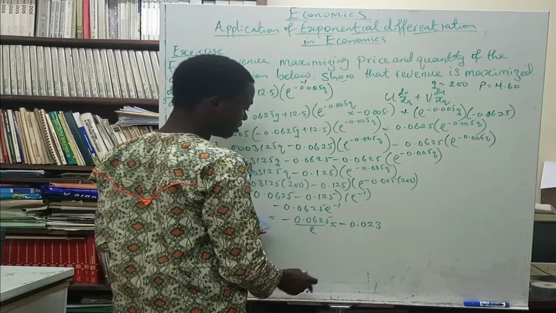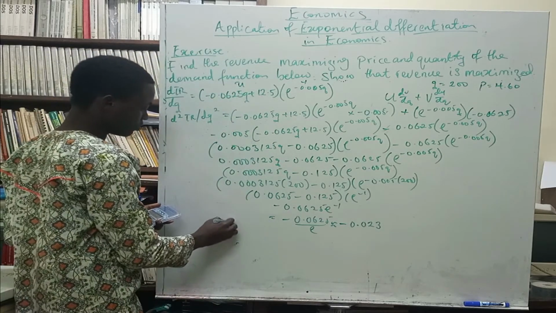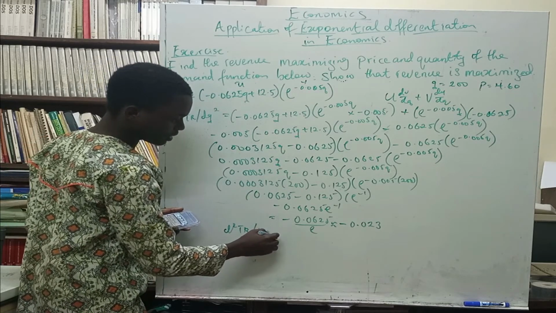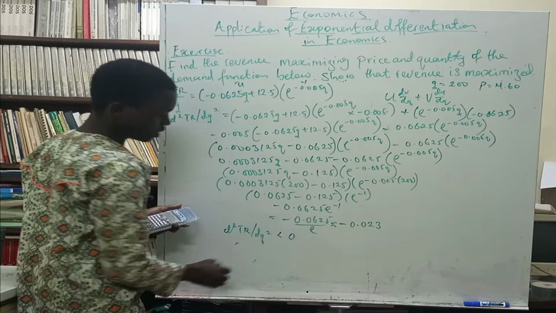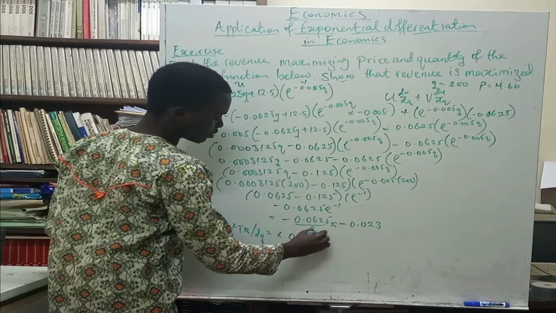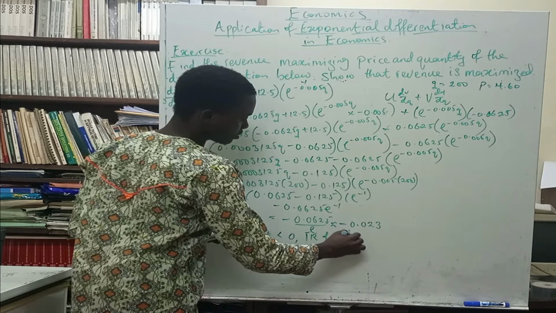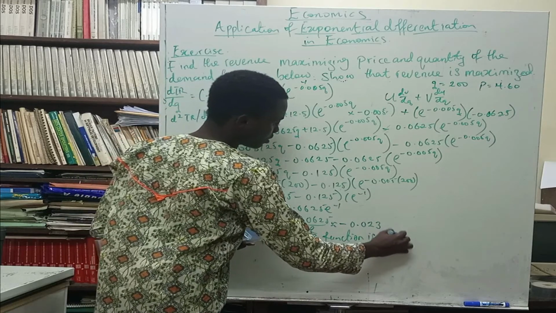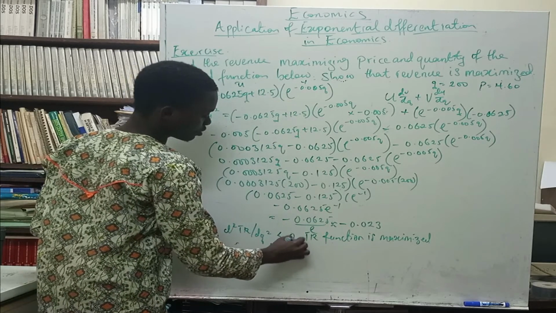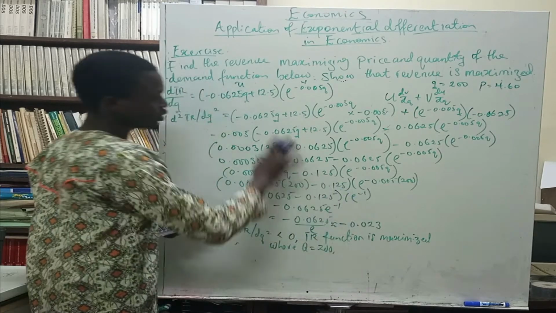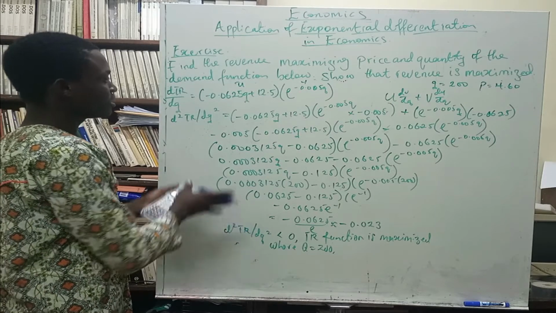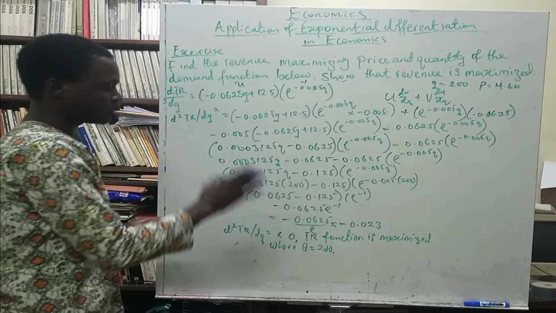So since this answer, the second derivative of TR with respect to q squared, is lesser than 0, therefore the revenue function, TR function, is maximized where Q equals 200. So if this were a firm, this firm is actually maximizing its revenue by producing where its quantity is equal to 200.